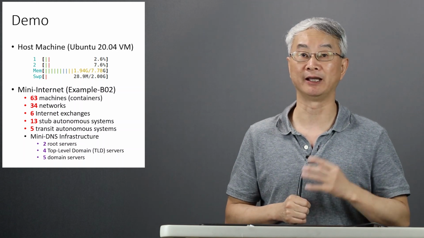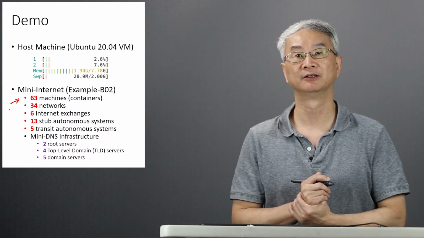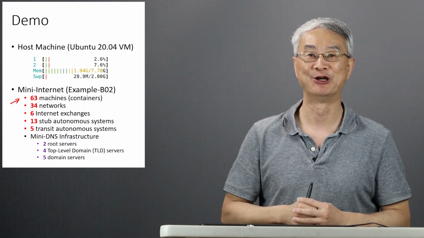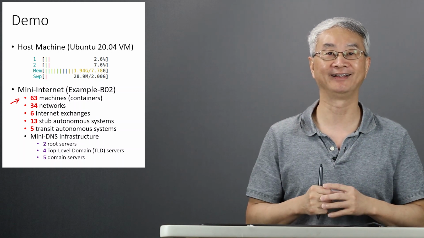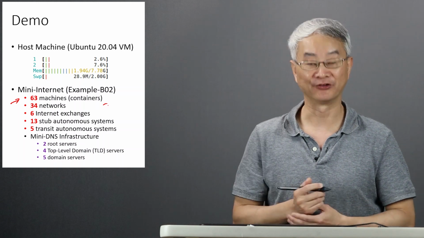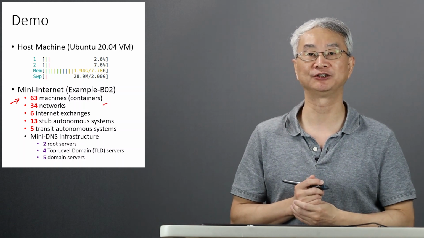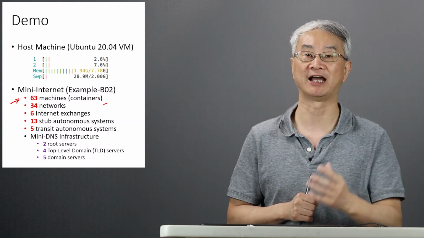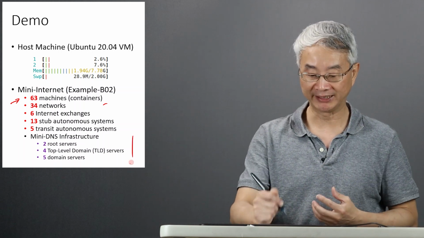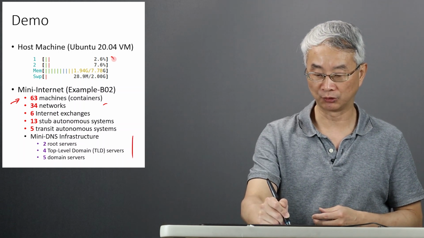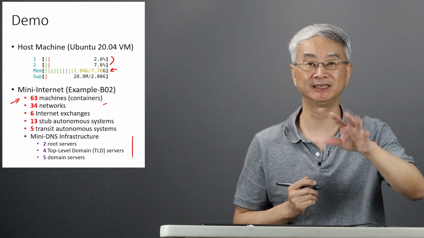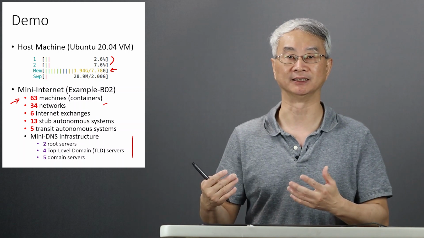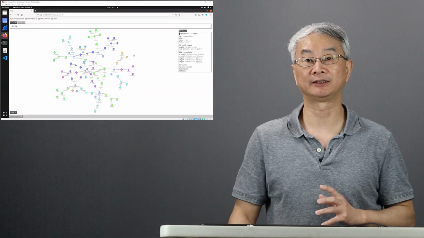Now, in this one, I'm running an emulator which consists of about 63 machines. Those are the 63 nodes. It's a decent size. Definitely not as many as the real internet, but as a mini internet, it has all the essential elements. For example, it has 34 networks, 6 internet exchanges in 6 different cities, 13 stub autonomous systems, 5 transit autonomous systems, and a mini DNS infrastructure. I'm using 2 cores on my computer, and I give it 8 GB, but you will see it doesn't use a lot of resources because we don't have a lot of traffic. It's not really for stress testing or performance testing. It's really for learning purposes. This is the emulator that we have.